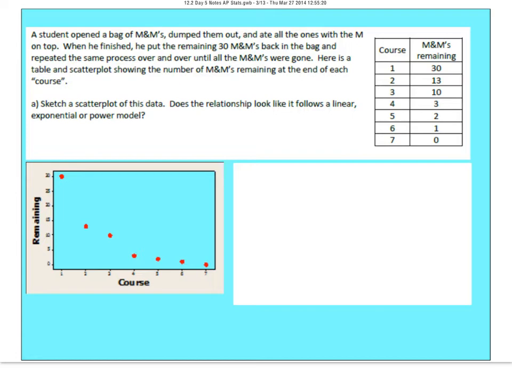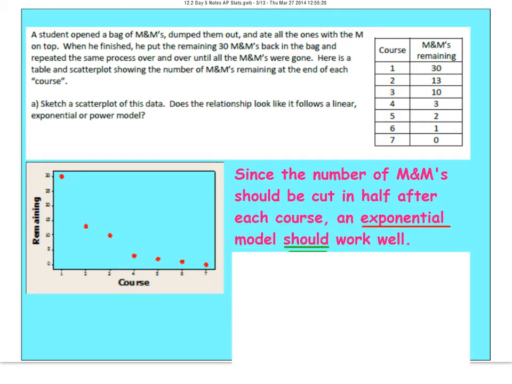Talk about the M&Ms we did back in chapter 11. Suppose a student opened a bag of M&Ms, dumped them out, and ate the ones with the M on top. When he finished, he put the remaining 30 M&Ms back in the bag and repeated the same process over and over until all the M&Ms were gone. Here's a table of a scatter plot showing the relationship between the end of each course. After the end of each course, he flipped out the M&Ms. If the M was showing, he ate them. Here's how many there were left. If you sketch this, you're going to see it looks like an exponential decay function. So it's an exponential type of pattern, and that's really what you want to recognize. It looks like they're being cut in half.